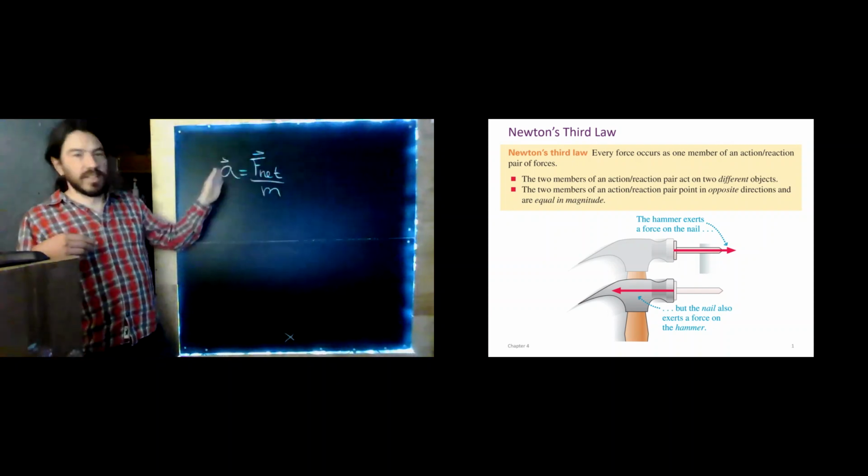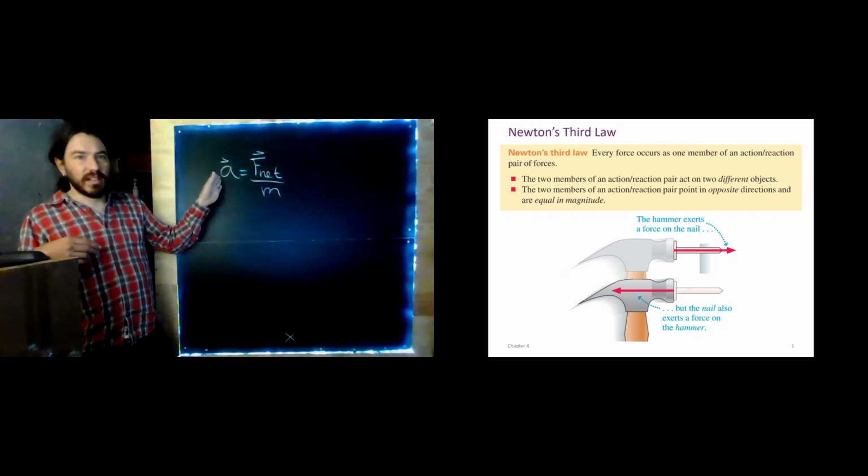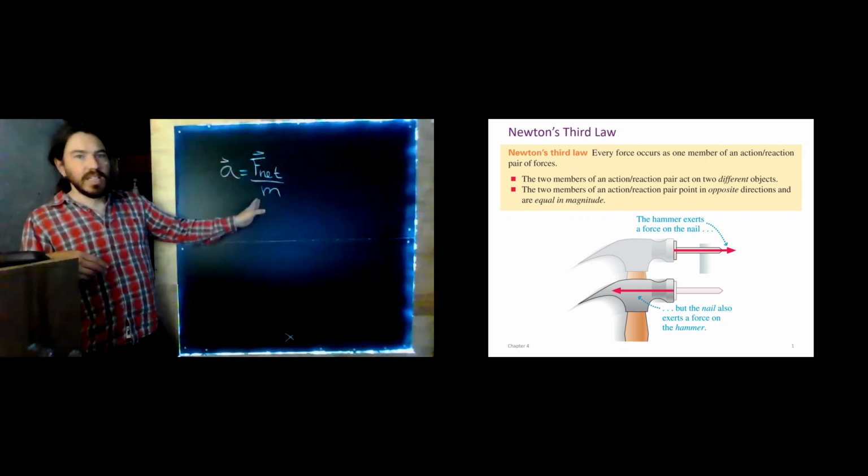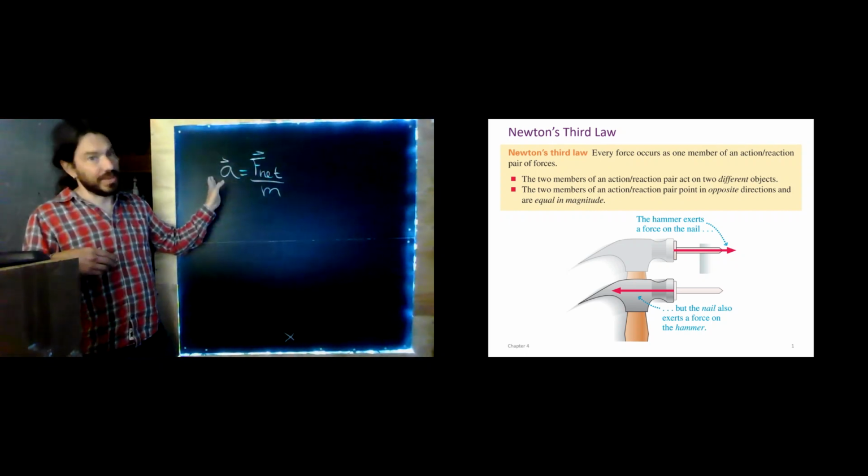And so remember, cause and effect. Force is the cause, acceleration is the effect. Mass tells us how much of an effect we get, right? So same force on the bug and the car, different masses cause very different results.